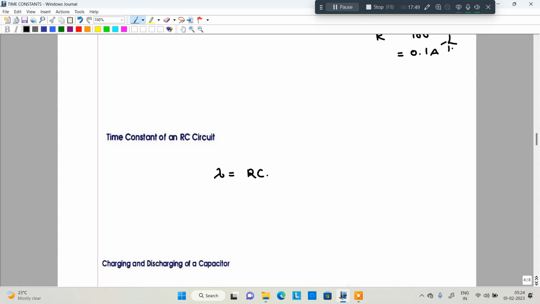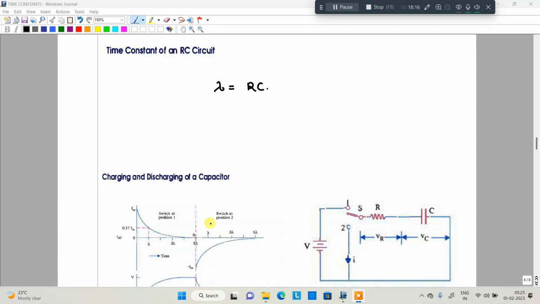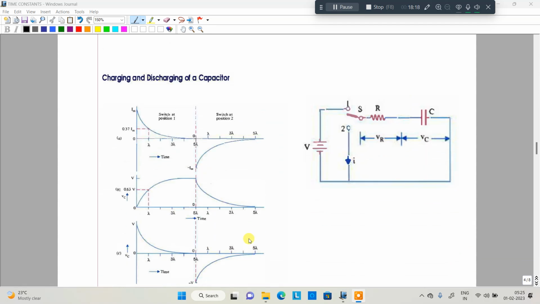So here the definition of time constant is the same as the previous definition. It is the time during which the charging current rises to 63% of its final value, as well as falls to 37% of its initial value. That is the time constant, already explained. From that, I'm going to explain the charging and discharging of the capacitor. Okay, look at here, charging and discharging.